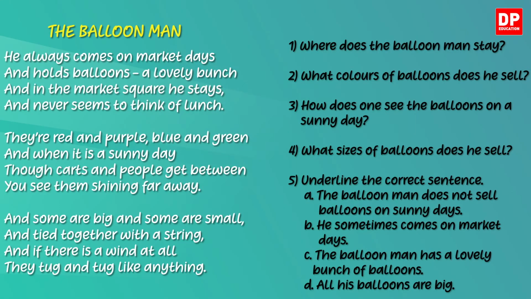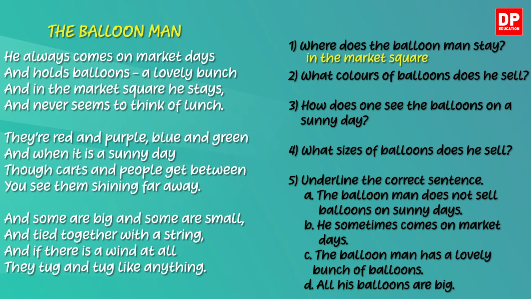Okay, pause the video and do it now. Okay, let's see how you have done it. It's a lovely poem about the balloon man who sells balloons at the market. Let's read the first question. Where does the balloon man stay? In which stanza did you find the answer? Yes, it's in the first stanza. Read the third line. And in the market square he stays. So where does he stay? In the market square. So this is the answer for the first question.